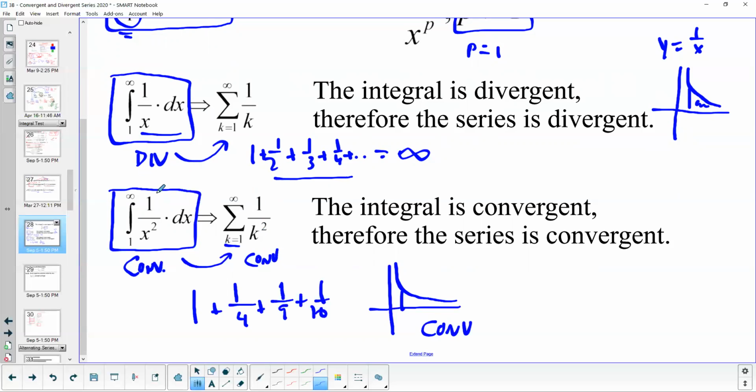And so integrals are really the basis for P-series. They're very interconnected. So if you ever use the P-series test, know that a lot of that is based in the rules that you learn for integrals.